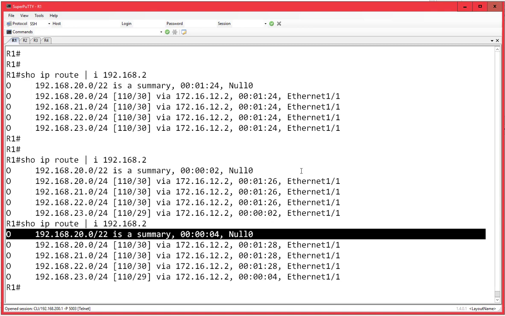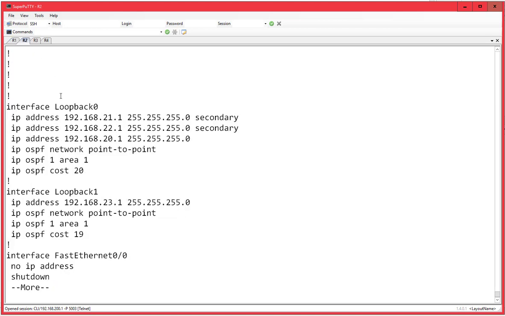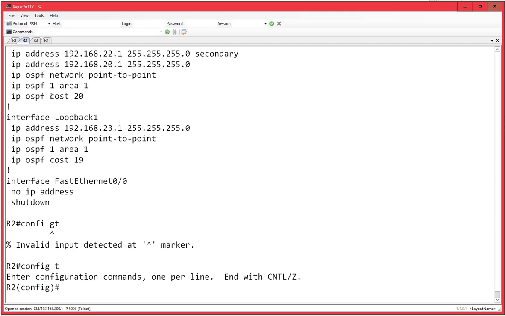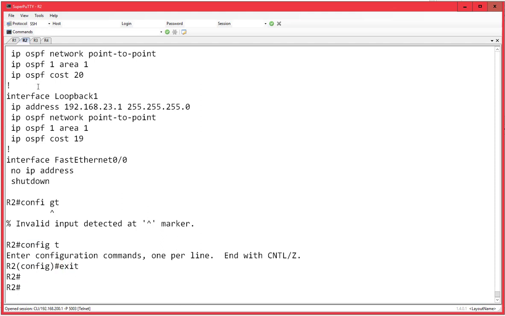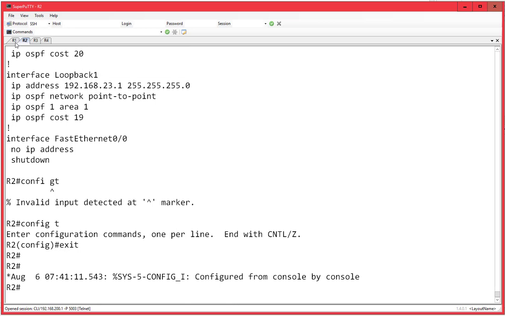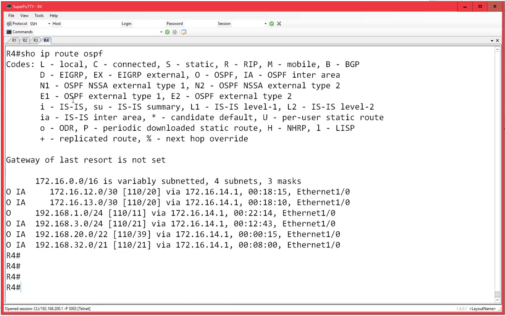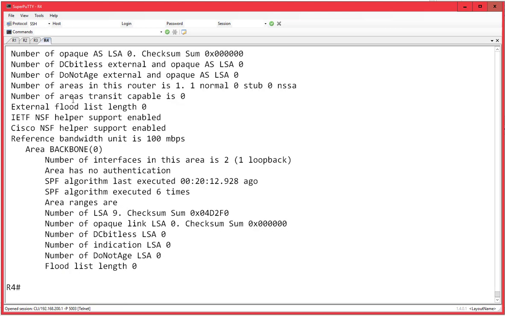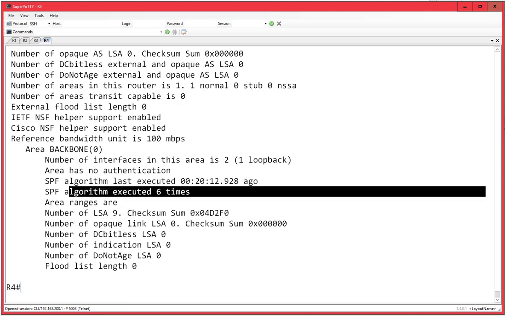Now that I split out 23, I can demonstrate this concept. I can come into router 2 and demonstrate a couple of things with this. This is the whole reason I did this. Check out on router 4, show IP OSPF, and if I look at area 0, the SPF algorithm has been calculated 6 times. That means that we've had 6 topology changes, and that's affected us.